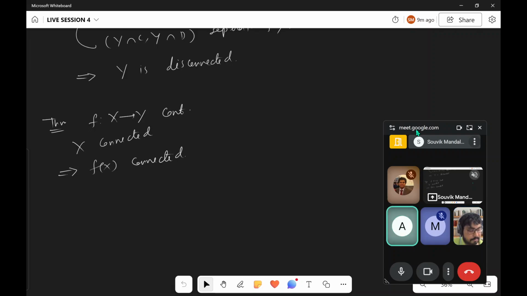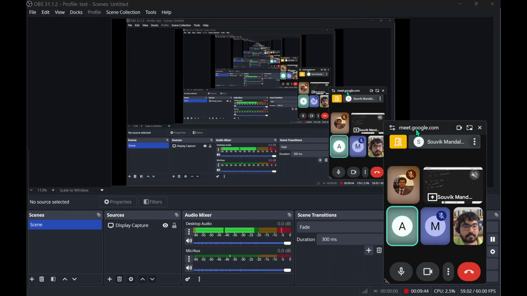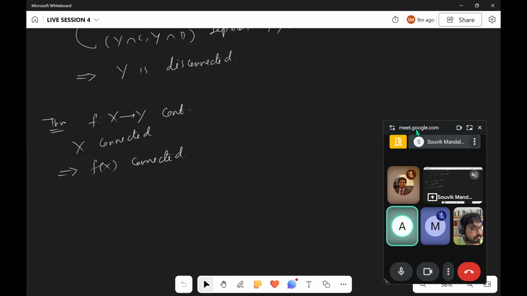So, the contrapositive of the given statement is: if f of X is disconnected, then X is also disconnected. I have to prove X is disconnected. Correct. Can you please wait for 1 minute? Sure.